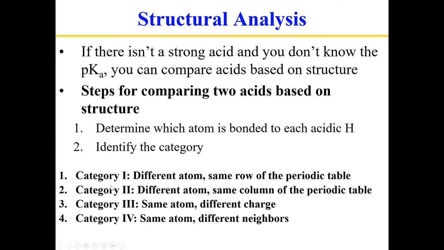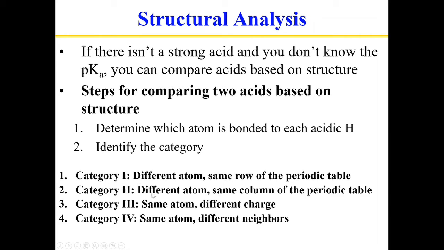So if we go back to this list, we determine which atom is bound to each acidic hydrogen. One of our acids has the hydrogen bound to an oxygen. The other acid, the hydrogen is bound to the sulfur. Now we're going to use that knowledge to find a category. Category 1 tells me that the atoms are different, and that's true. The two atoms I'm comparing are the oxygen and the sulfur. In category 1, the atoms are different, but they're in the same row of the periodic table. Oxygen and sulfur are not in the same row of the periodic table. Oxygen's in the second row, sulfur is in the third row. So this category does not apply.